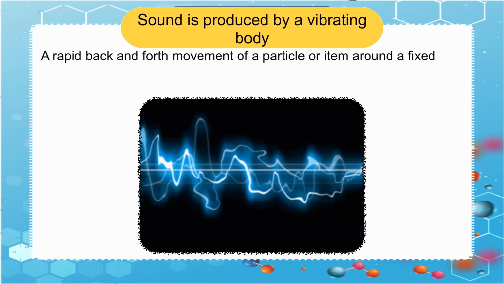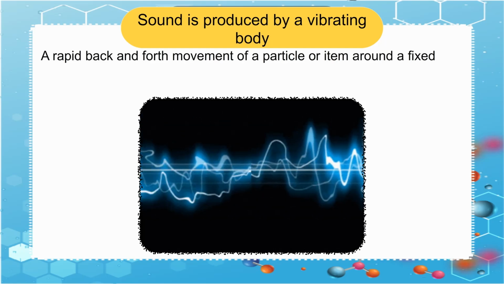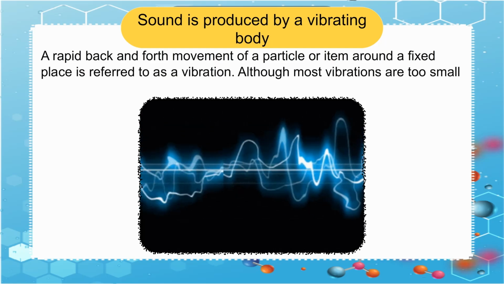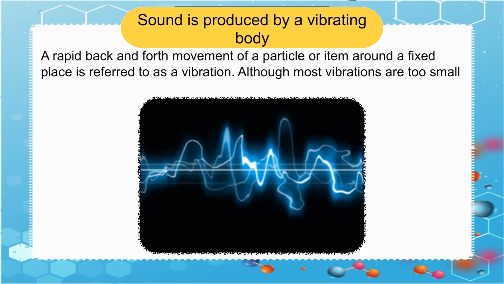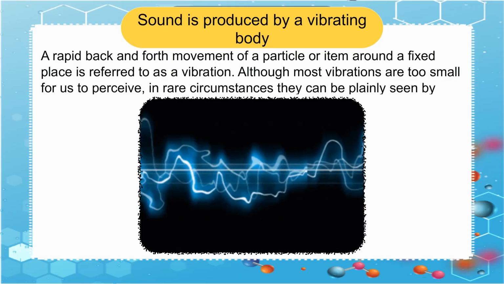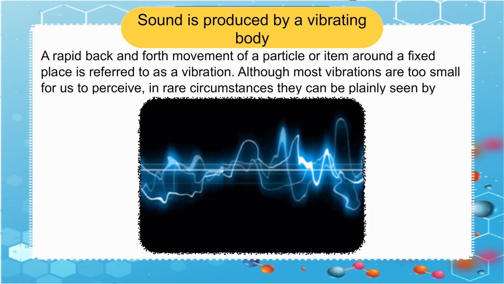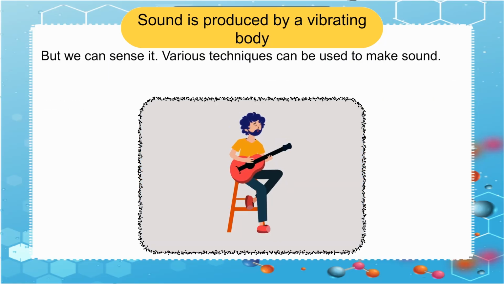A rapid back and forth movement of a particle or item around a fixed place is referred to as a vibration. Although most vibrations are too small for us to perceive, in rare circumstances they can be plainly seen by humans. But we can sense it. Various techniques can be used to make sound.